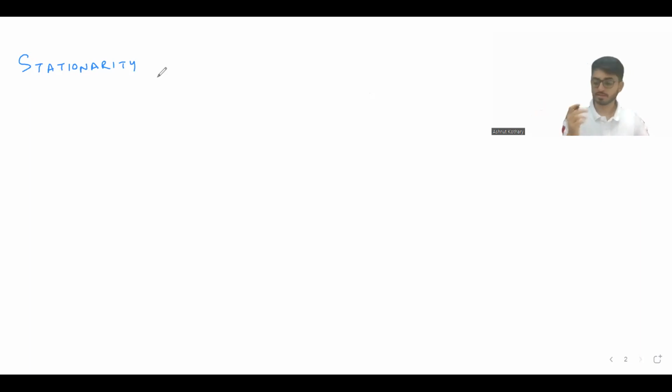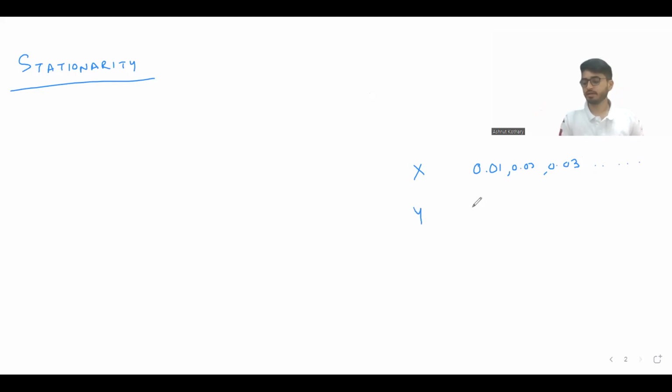So let's talk about this. Let me take two cases. One random variable X. This can take the possible values 0.01, 0.02, 0.03, and so on. There's another random variable Y, let's say, which can take the values 100, 100.01, 100.02, and so on. Both of them are having a tick size of 0.01. When I say tick size, what I mean is basically the step size from one value to another possible value.